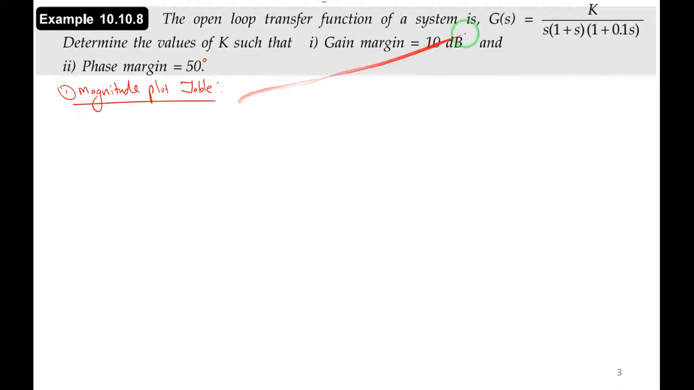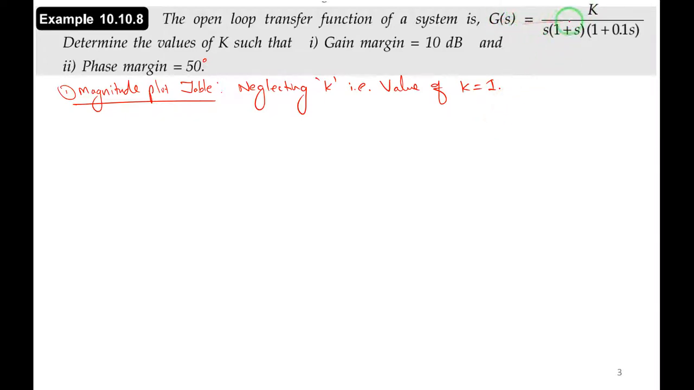Initially we will assume k value as 1. We don't know what is the value of k. Let us assume k equal to 1 and continue, or else we will neglect this value of k. So, neglecting k, that is, value of k, we'll assume it to be 1, and we'll continue and draw the Bode plot.